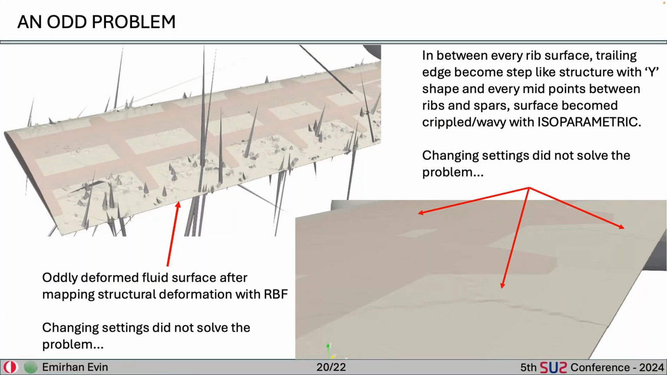I tried to change all of the RBF parameters and other deformation parameters, but that did not solve the problem. So I tried the isoparametric method. With the isoparametric method, in between every rib on the fluid surface, it becomes a step-like structure, and also a Y-like step structure. I think it looked like this because on the fluid surface, there are 2 points on the solid structure which have equal distance. That's my theory for this problem.